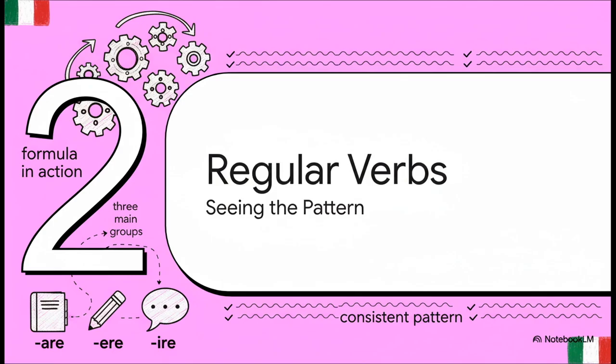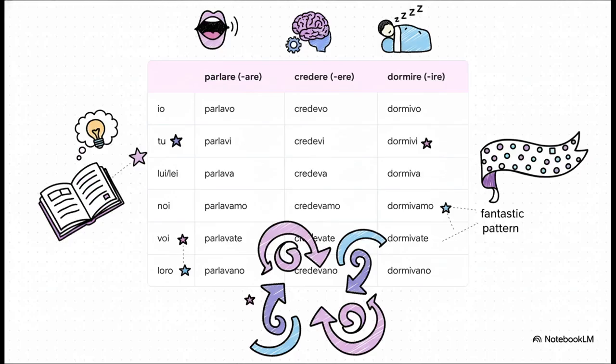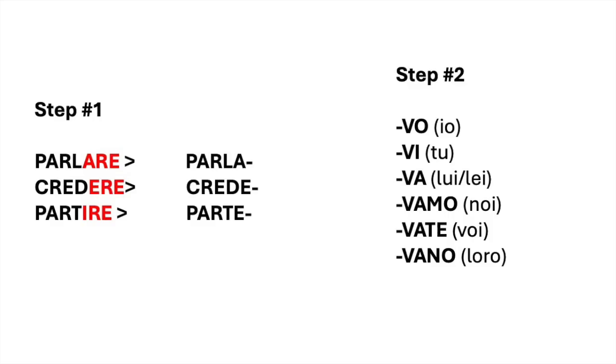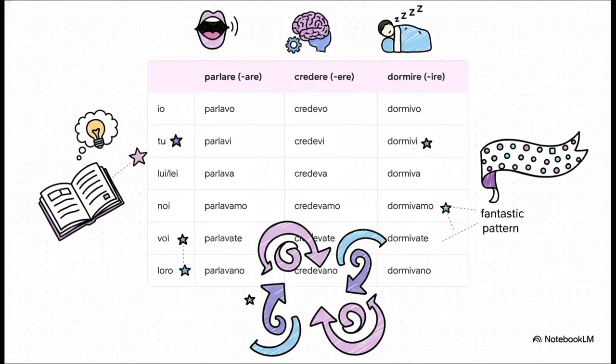Okay, let's see this formula in action. We're going to look at the three main verb groups, and you'll see how this pattern just holds true for all of them. Just look at the endings for all three verb types. It doesn't matter if it's an are verb like parlare, an ere verb like credere, or an ire verb like dormire. The endings are identical. Once you learn these 6 endings, you've basically unlocked the key to conjugating almost any regular verb in this tense.